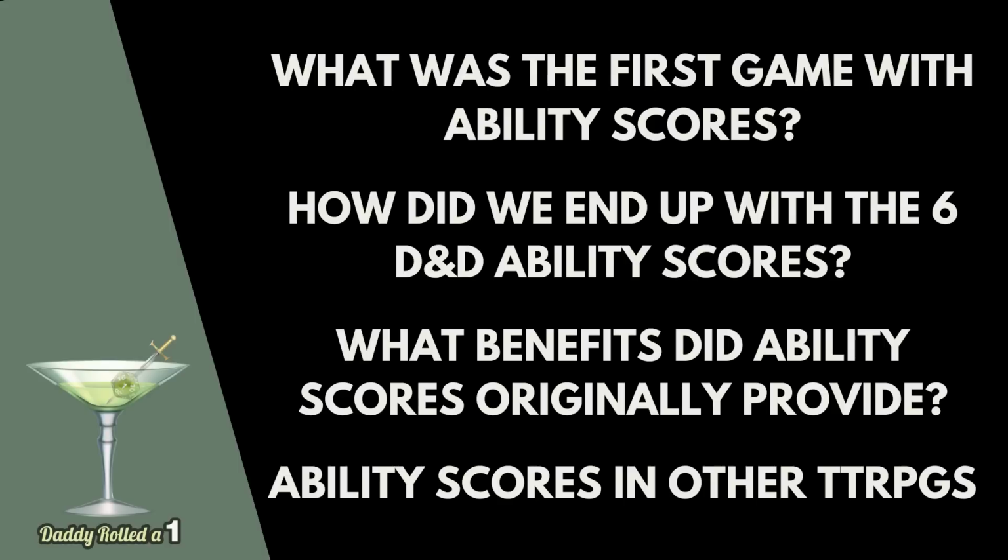So why do we have attributes in role-playing games? Where do they come from? And how do we end up with the 6 that we have in Dungeons & Dragons? Why those 6? How ability scores have impacted characters over time. Ability scores used to be much less important than they are now.